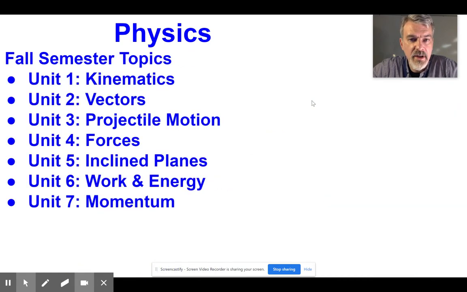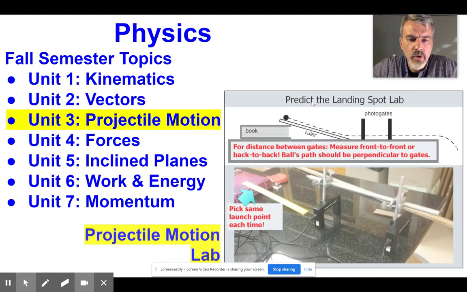We start off by studying kinematics, which is to say motion. We then get into vectors, and vectors are where we're definitely going to be using some of our trigonometry and mathematical skills that we should be bringing with us to the course. Getting into then projectiles and ballistics, into forces, Newton's laws, finishing out the first semester then with inclined planes, work, energy, and momentum. And certainly all of our units will have one or more labs along the way.